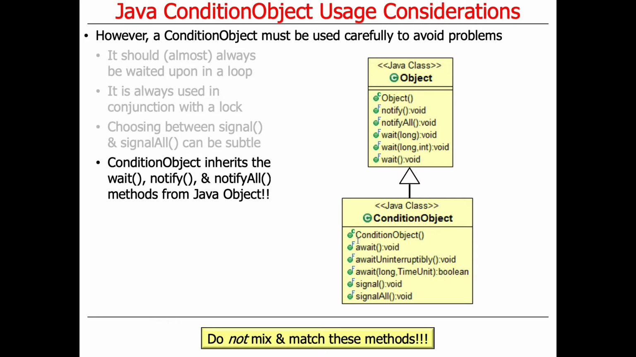This is another wacky thing. ConditionObject inherits wait, notify, and notifyAll from Java Object because you can't help it, right? Every Java class inherits from Java Object one way or another, no matter what you do. Do not mix and match these methods. This will become more important in assignment 3B when you're going to be implementing something called the specific notification pattern. And you will be tempted to use wait and notifyAll if you're doing the version that requires condition objects. Do not fall victim to such temptation, because chaos and insanity will ensue.